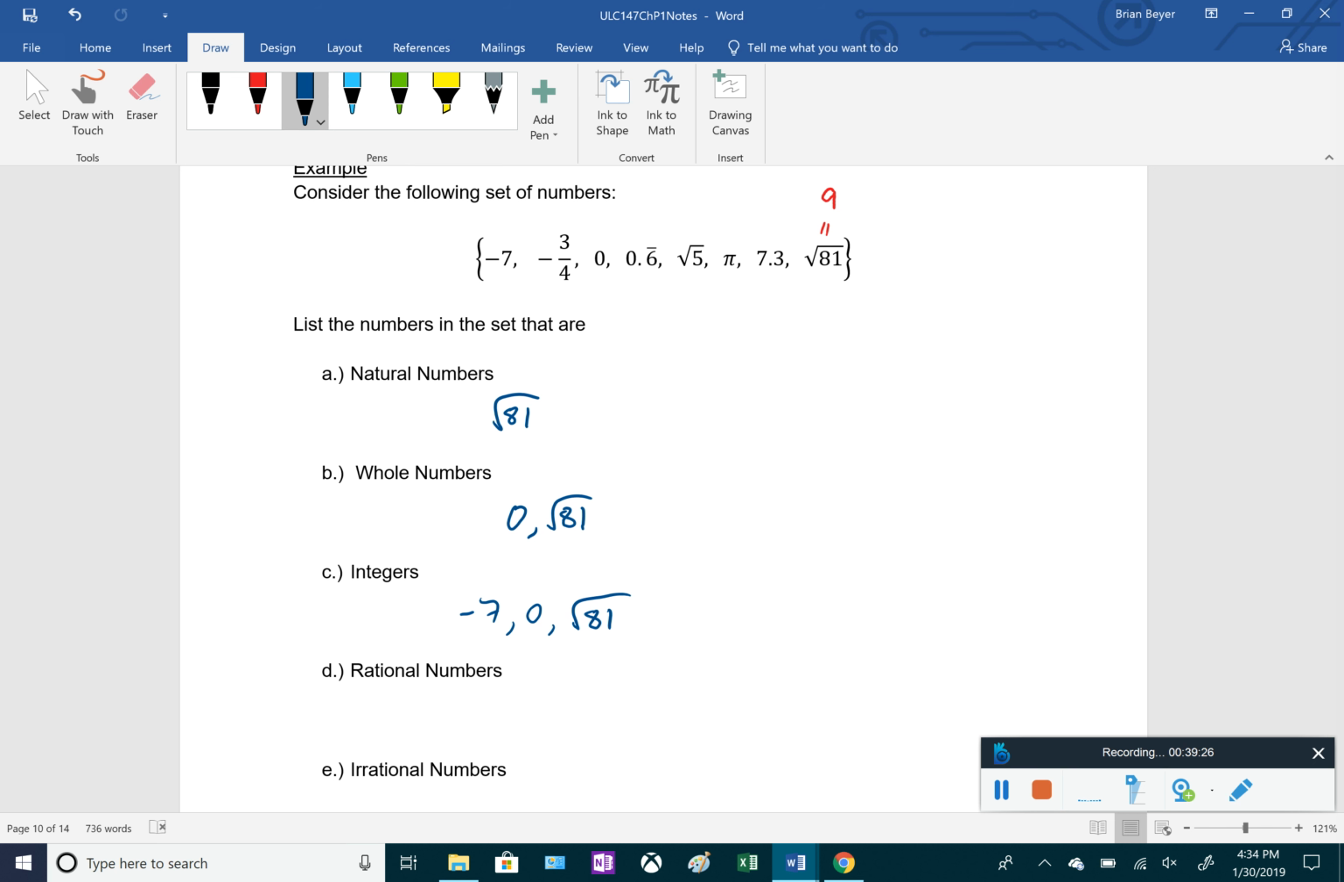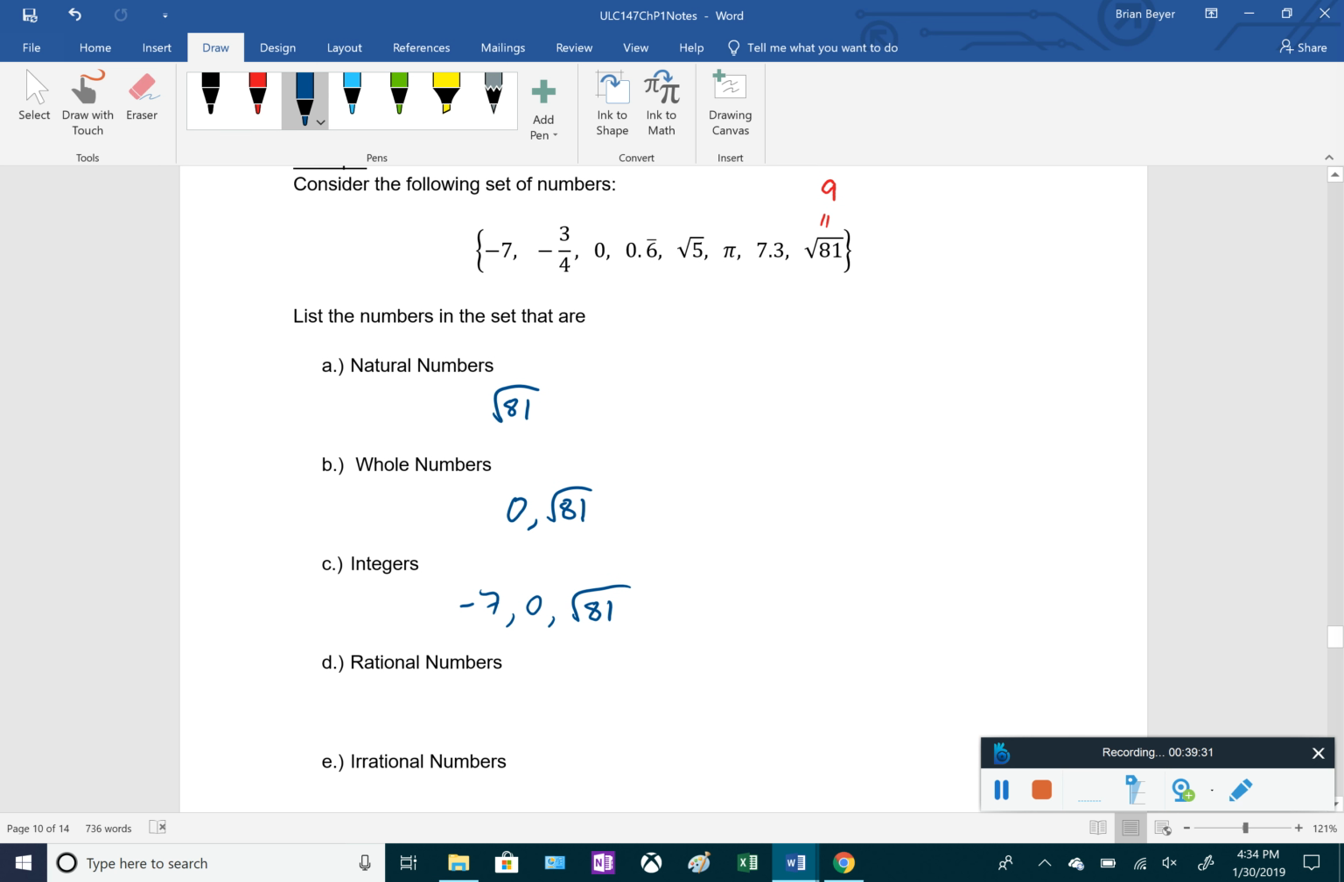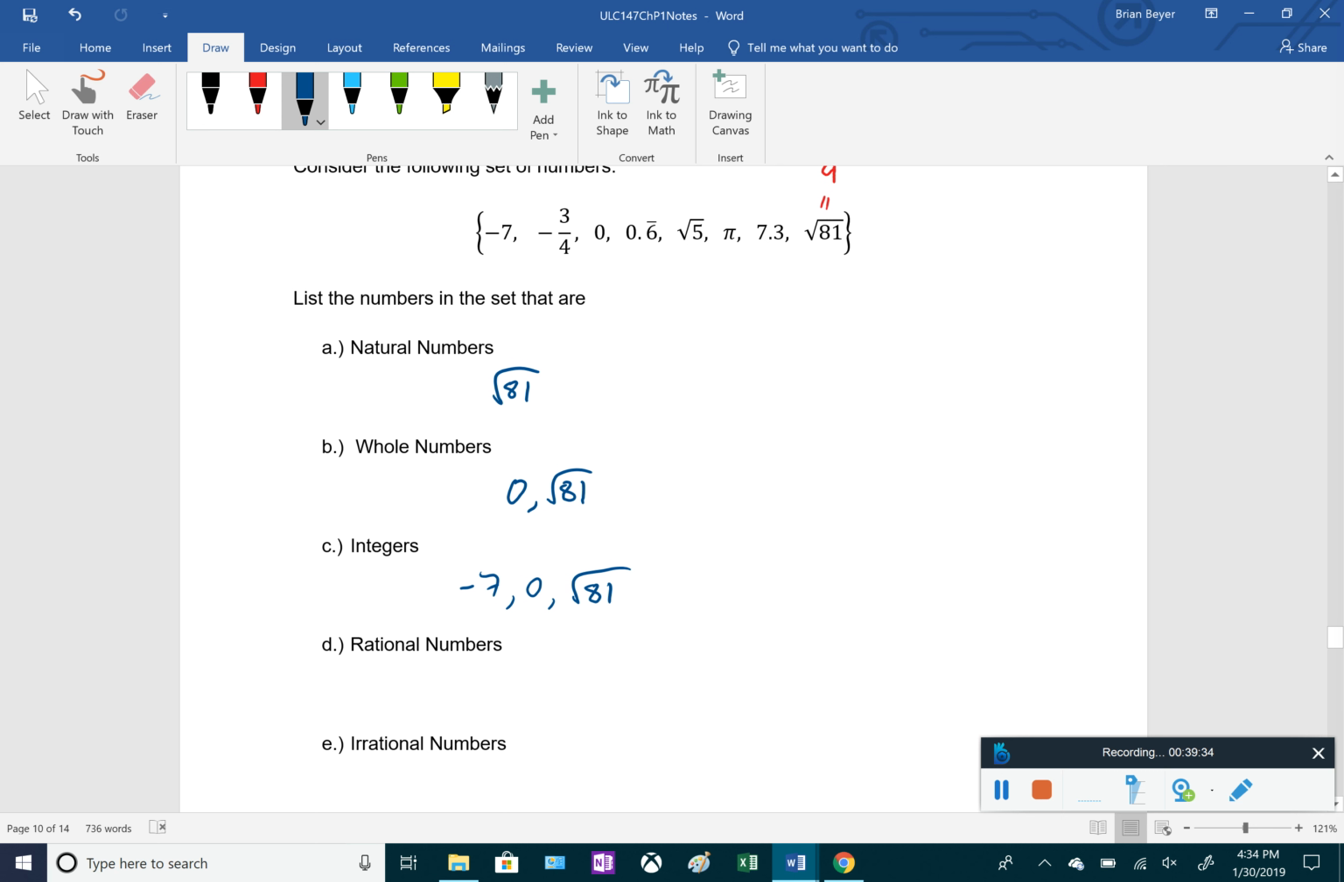And rational numbers are going to be numbers that can be written as a fraction, as a ratio, with the numerator and denominator being integers. So this is going to be -7, -3/4 works, 0 works, 0.6 repeating works because we can write that as 2/3. Radical 5 doesn't, pi doesn't. So 7.3 up here can be written as 73 over 10, so it's a terminating decimal, so we know it's a rational number. Can be written as a ratio of integers. So that works.